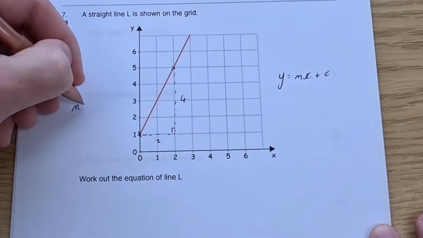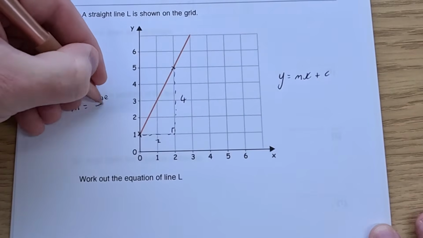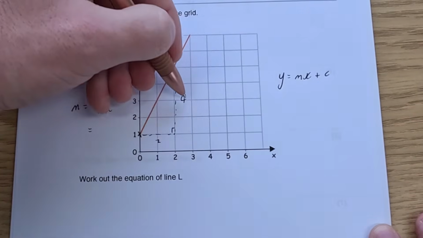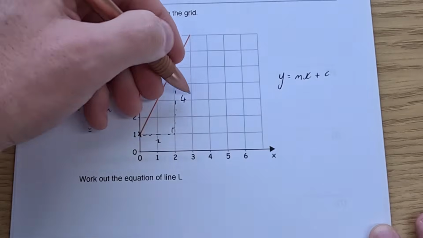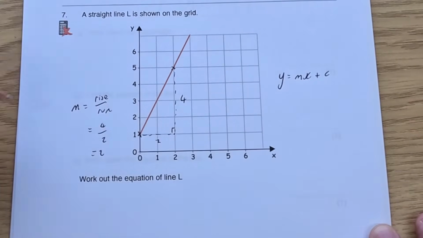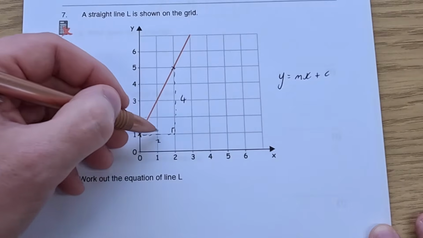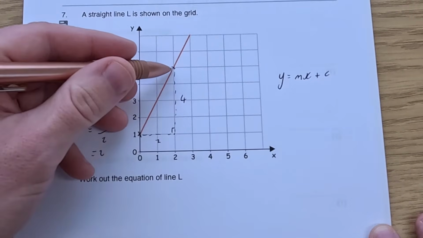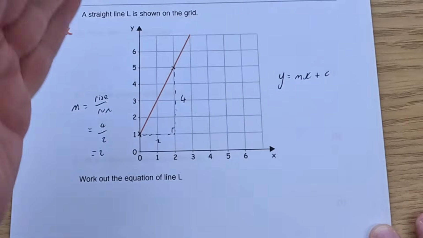And the gradient m is found by the rise divided by the run. So if we do the rise divided by the run, we'll find the gradient. And 4 divided by 2 is equal to 2. So the gradient of that line is 2. If we go across 1 unit, we go up 2 units, and so on.